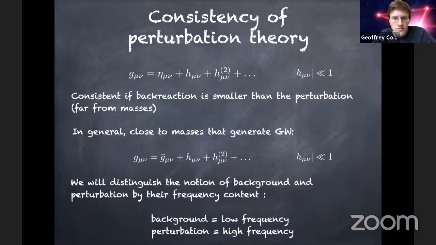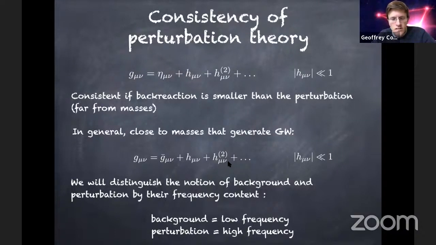So let's discuss a bit of perturbation theory. Now we have a metric perturbation with a Minkowski first order perturbation, and now we have a second order perturbation plus higher orders. We are still assuming that H, at linear order, is numerically less than one in a certain coordinate system. So this expansion is consistent if this term is much smaller than H. Now in general, close to masses that generate gravitational waves, we should put a G bar here and consider H smaller than one, and G bar of order one. But we cannot put eta. In fact, we are going to prove this in a minute. It would be inconsistent to put eta. We have to put a G bar here.